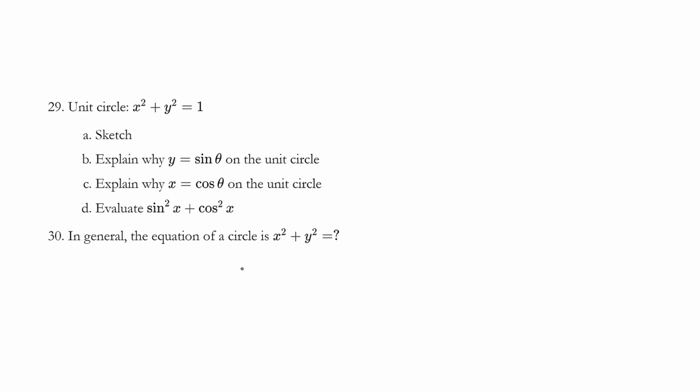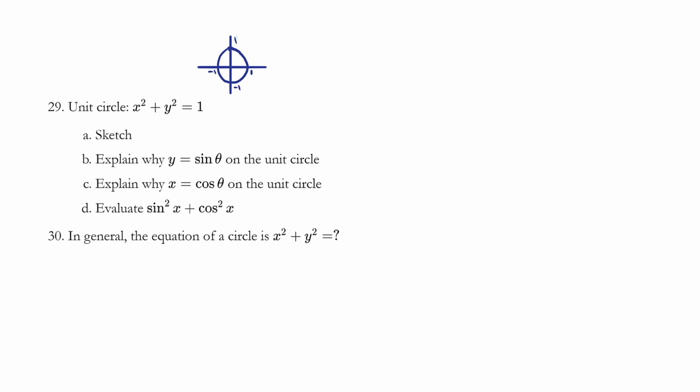Alright, we're talking about the unit circle. So this is the unit circle equation, x squared plus y squared equals 1. And if you punch this into decimals, you'll realize that it actually generates a circle with a radius of 1. 1, negative 1, 1, negative 1.